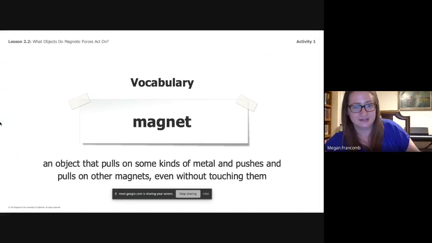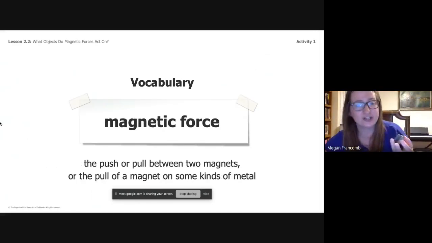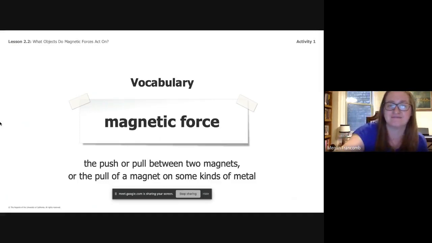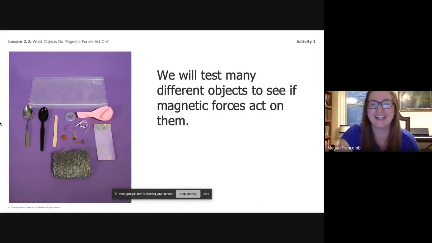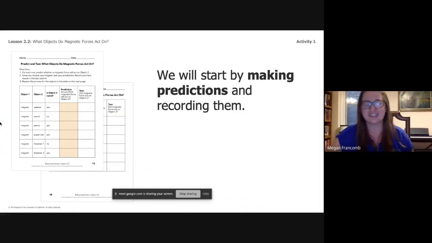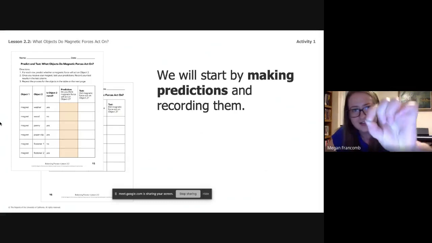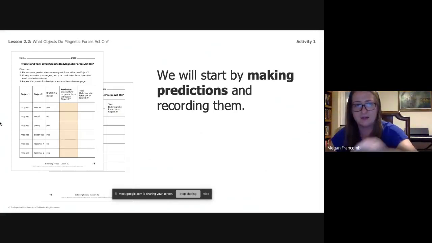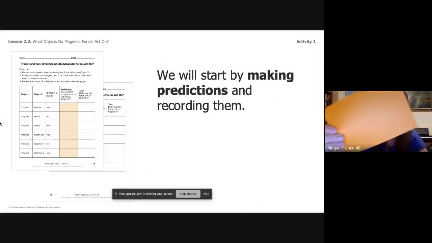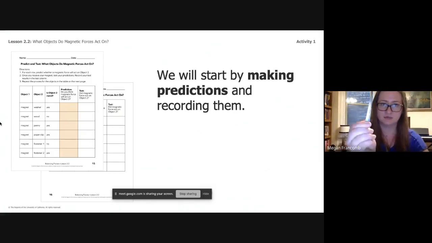So a magnet is the object. Magnetic force is the push or pull between two magnets or the pull on a magnet on some kinds of metal. So you are going to test many different objects to see if magnetic forces act on them. You're going to need to gather 6 objects to test. I have a popsicle stick, staples, a bobby pin, a quarter, a piece of paper, and a spoon.